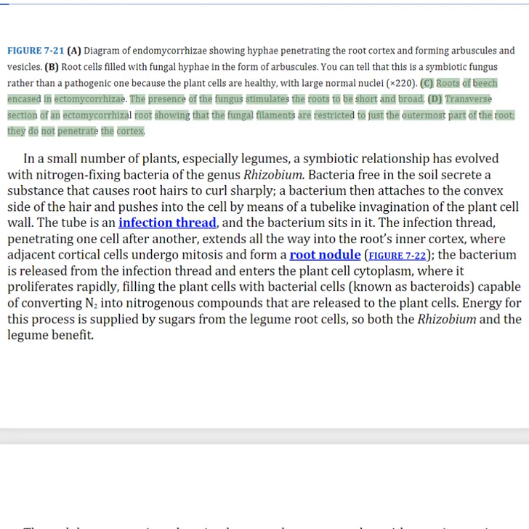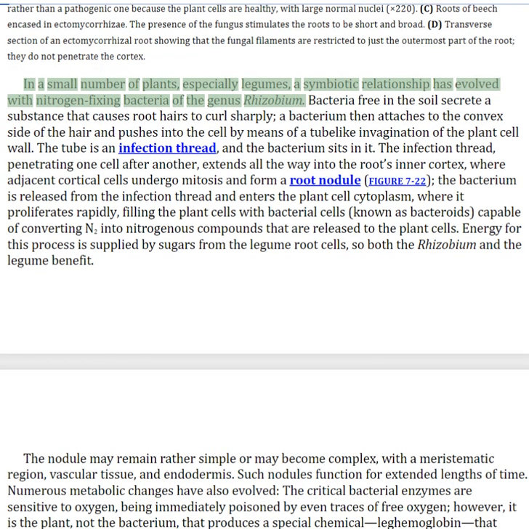The presence of the fungus stimulates the roots to be short and broad. Transverse section of an ectomycorrhizal root showing that the fungal filaments are restricted to just the outermost part of the root, they do not penetrate the cortex. In a small number of plants, especially legumes, a symbiotic relationship has evolved with nitrogen-fixing bacteria of the genus Rhizobium.